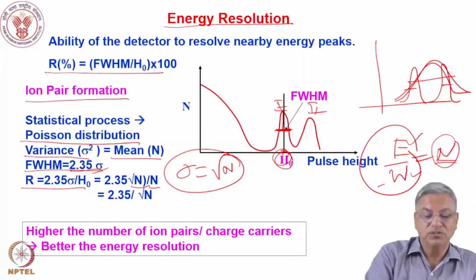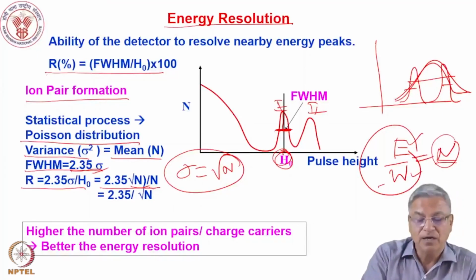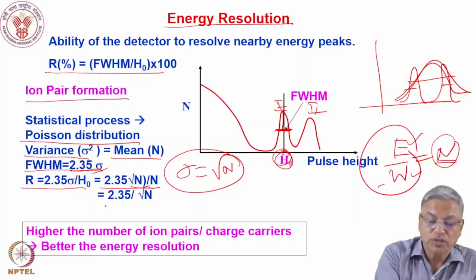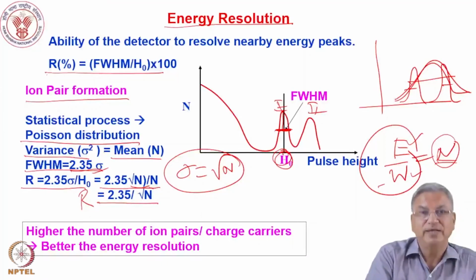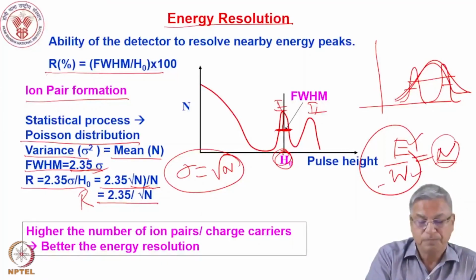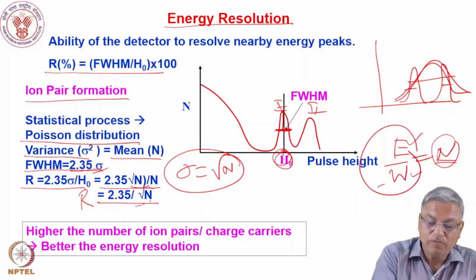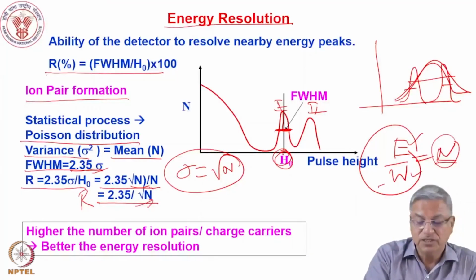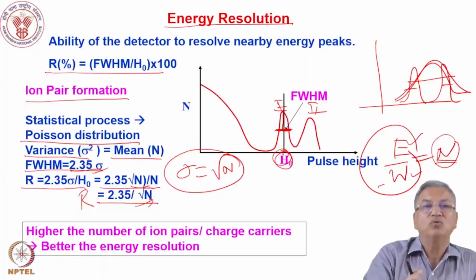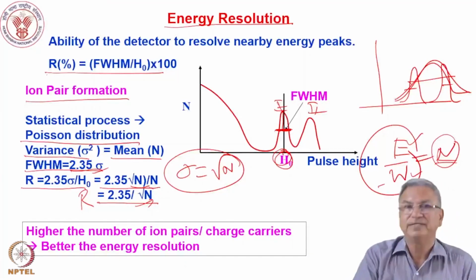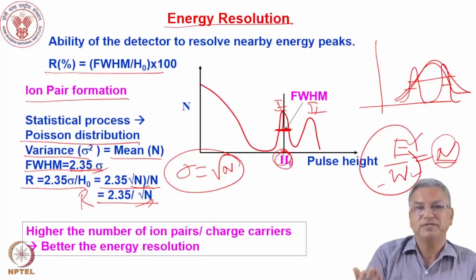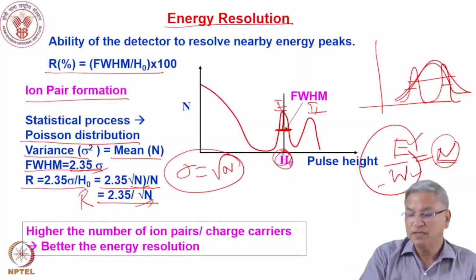So you can convert this in terms of root N upon N, 2.35 root N upon N, where N is the number of ion pairs formed. So you can now see that the resolution is equal to 2.35 upon root of N, where N is the number of ion pairs formed. So higher the number of ion pairs, better is the energy resolution. This is how, when we discuss different detectors, you will find that the resolutions are different because of the number of ion pairs that are produced.